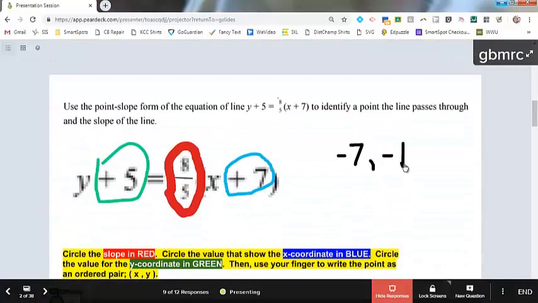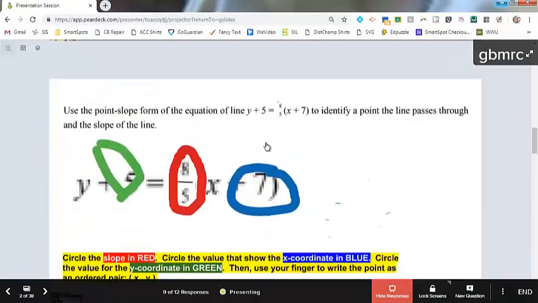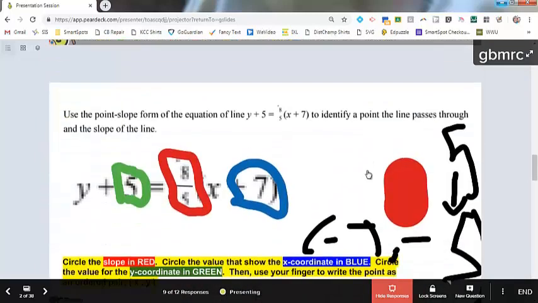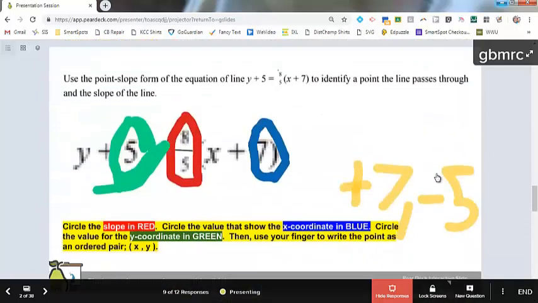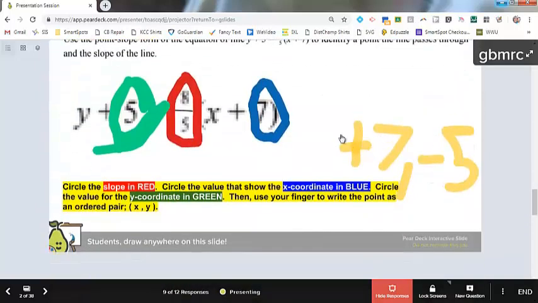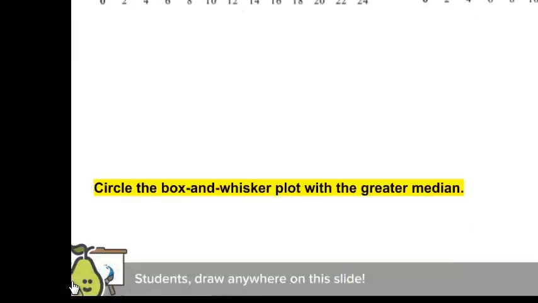Okay, so this one wouldn't be correct if you were typing this in on a test. This is wrong. It should be a negative 5 here, okay? This person didn't follow directions. No ordered pair. Negative 7, negative 5. Poor writing, but got the job done. This one should be a negative 7. Everybody understands why, right? It's the opposite of what you see. All right, moving on.